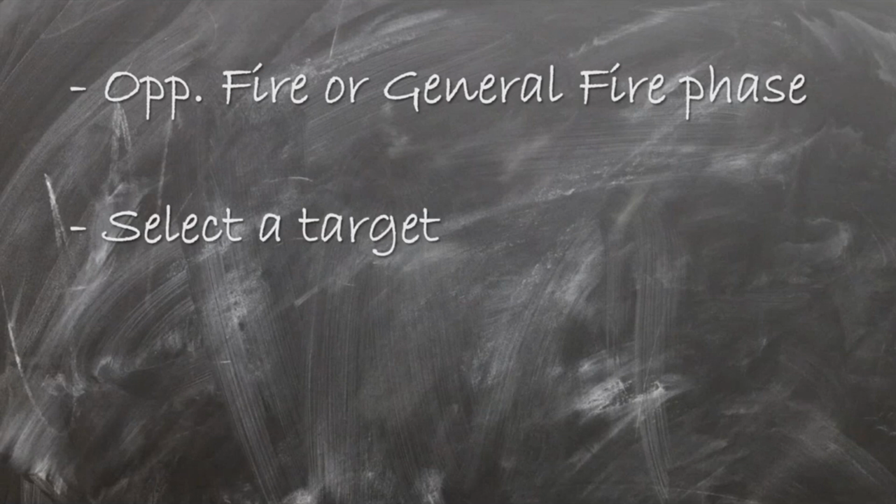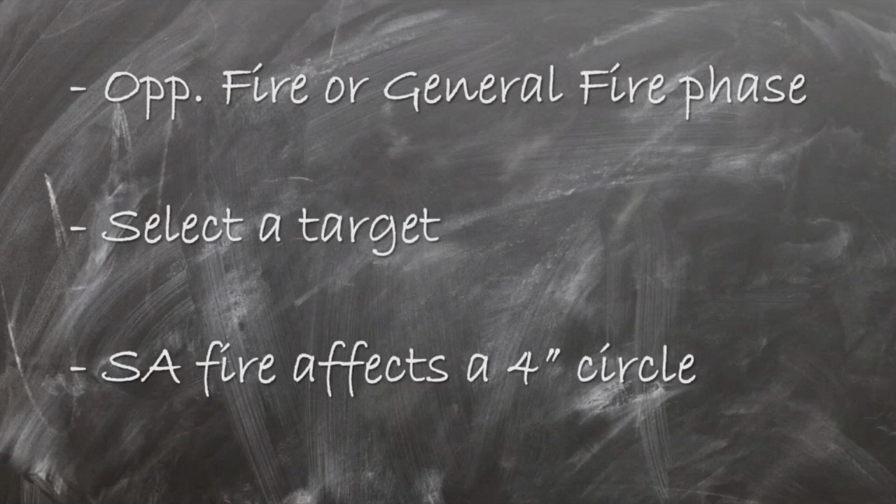And basically, when you shoot, you need to select a target. But one thing about small arms fire is that it actually affects an area. It affects a 4-inch diameter circle on the battlefield. So let's look at an example here.